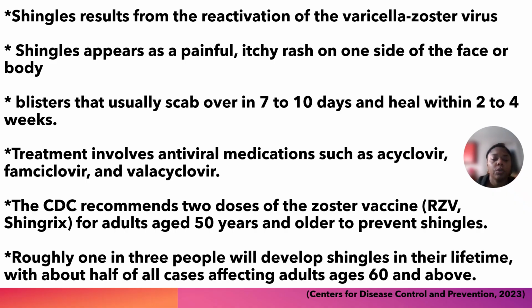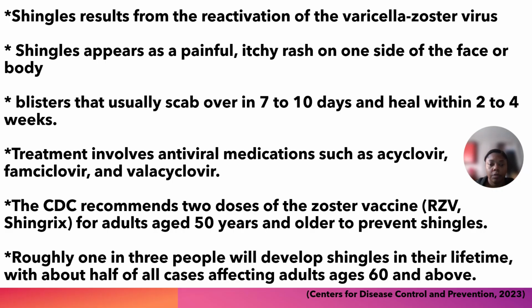Just for a quick overview, shingles results from the reactivation of the varicella zoster virus, which is the same virus that causes chickenpox. It appears as a painful itchy rash on one side of the face or body. It usually appears in blisters that scab over in about 7 to 10 days and heals within 2 to 4 weeks. Neurological pain can last for a long time after the blisters have disappeared. Treatment includes use of antiviral medications such as acyclovir, famciclovir, or valacyclovir.